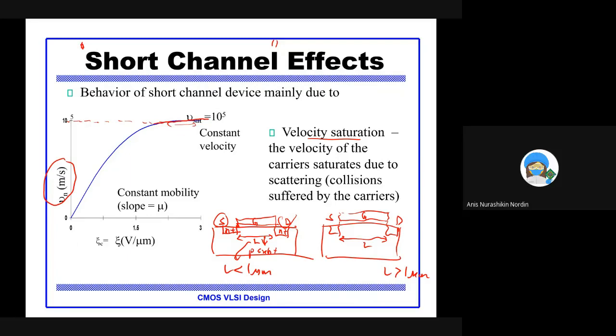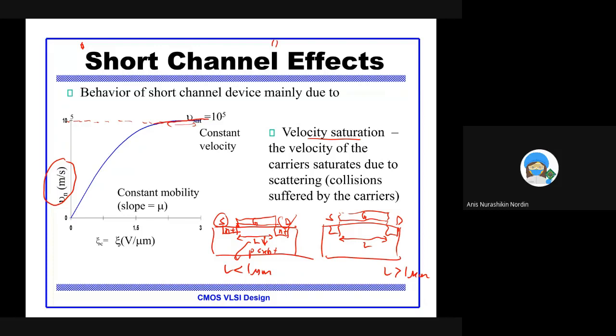So this means that when you have a short channel, or in the current technology where the transistors are smaller and smaller, in nanometer size, there is a limitation to the current because of the constant velocity. As usual, if you increase the electric field, or you increase the voltage between the drain and the source, the current will increase, right? But because of this velocity saturation effect, the current can't go any higher. So it will saturate at that point, right?